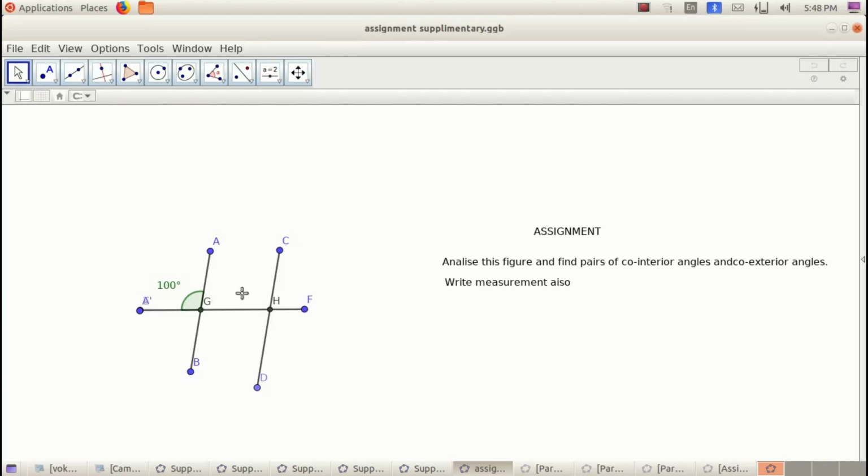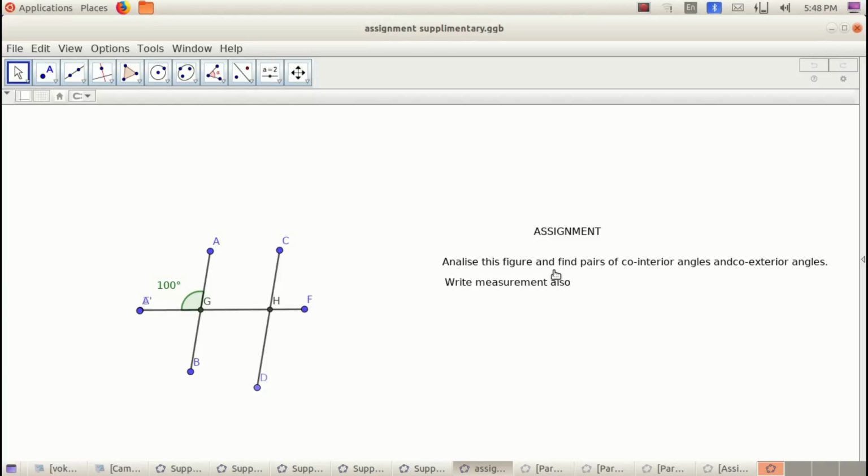Then we can compute all the other measurements. We studied it. And so you have to draw this figure in your notebook. Try to make 100 degrees here and draw this figure correctly, then write all the other measurements without any measuring. Then, today we studied co-interior and co-exterior pairs.